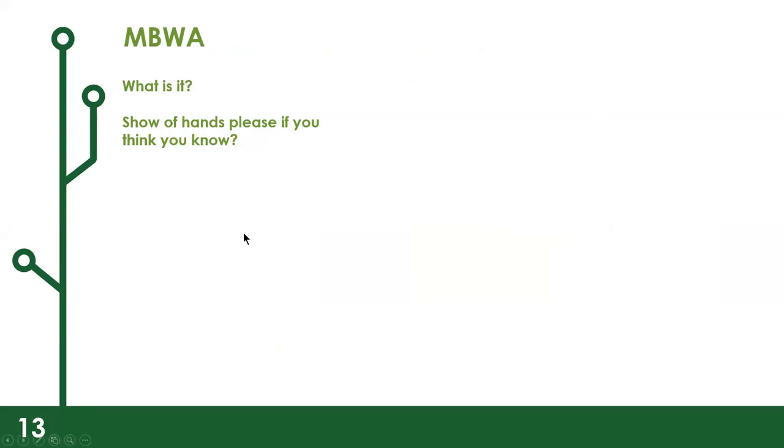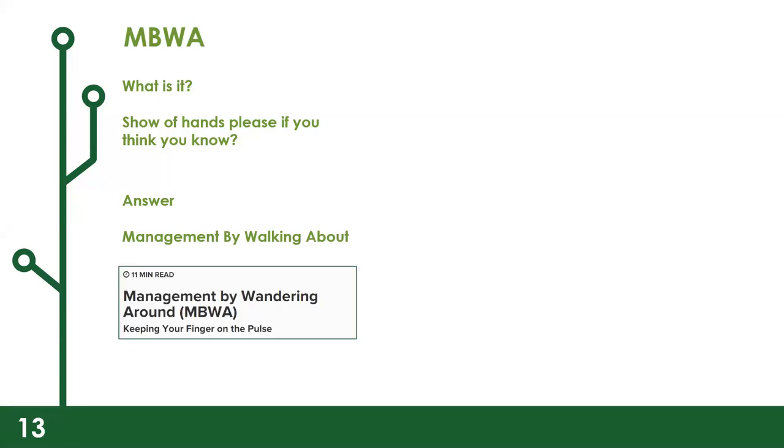All right, so basically what MBWA means is management by walking about. The Americans like to change terms, so they call it management by wandering around, keeping your finger on the pulse. Basically it means, instead of emailing your team all the time or sending them WhatsApp, get up from your office or your desk and go and have a little talk to the people and observe what they're doing and talk in general.